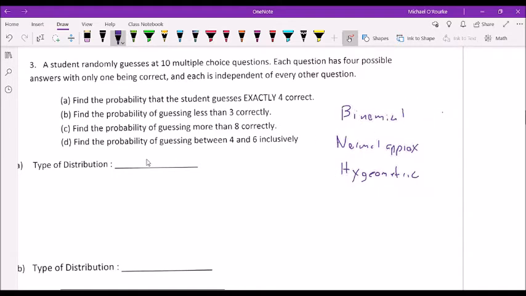Which one do we have? What do we think here? Tell me why you think it's binomial. Because there's only one correct answer, so it's right or wrong. So right or wrong, good. There's only 2 possible events. Good. Right or wrong. Yep.